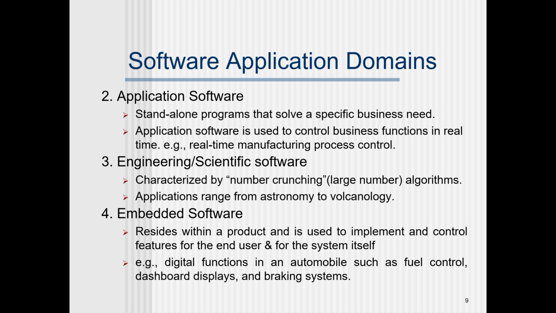Application software refers to some specific application in your system. For example, MS Word, MS Excel, MS Office, and a few other tools. Those stand for application software, or else real-time manufacturing process control, and so on. Basically, it stands for one component. Now, engineering or scientific software is characterized by number crunching, that is, a large number of algorithms. Applications range from astronomy to volcanology.